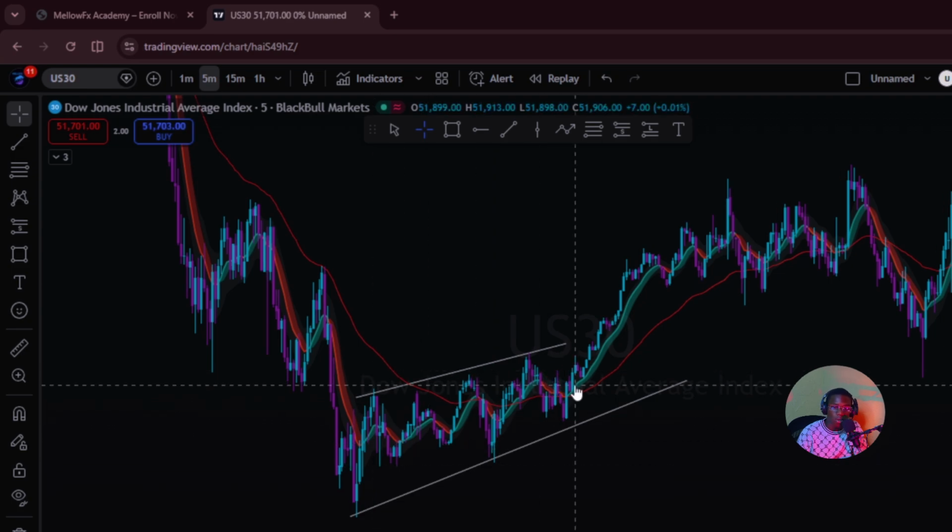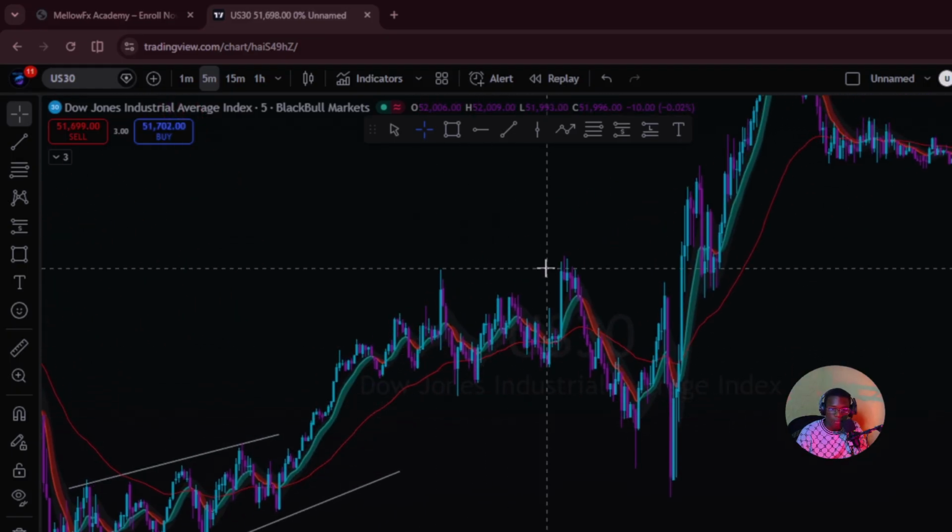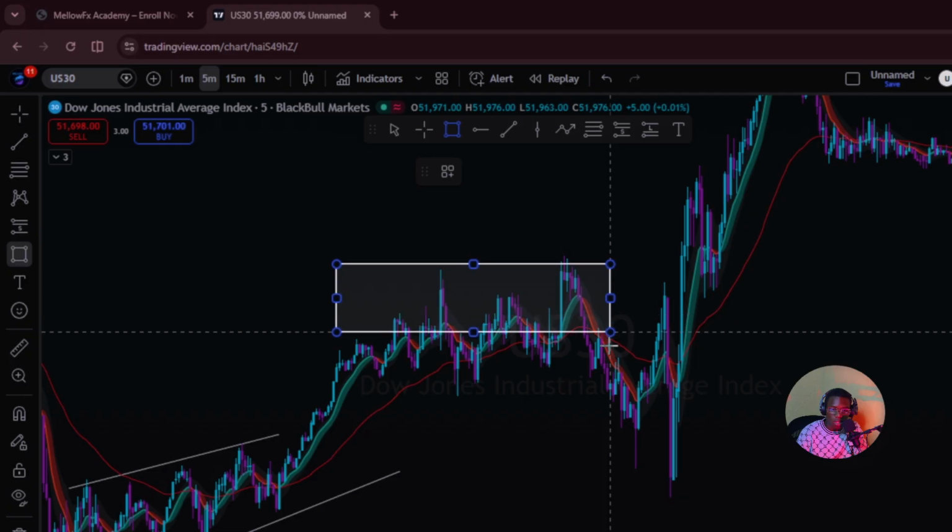This happened for a while until we started to have low volume, and then price started moving up in a kind of weird way. But yeah, that's it for the uptrend. And now we have a perfect example of a consolidation. Check this area. What do you notice?